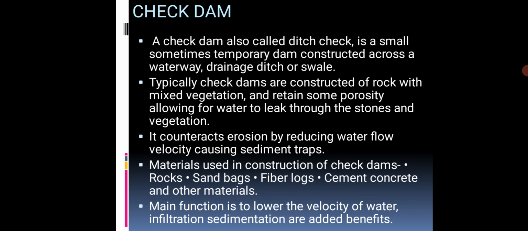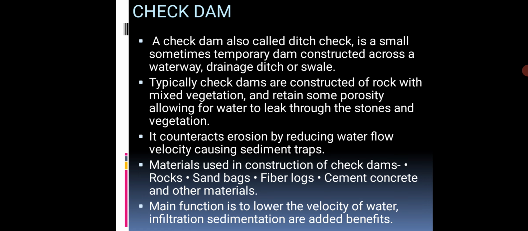Next one, check dams. A check dam, also called a ditch check, is a small, sometimes temporary dam constructed across waterways and drainage ditches. Swales are examples of check dams. Typically, check dams are constructed of rock with mixed vegetation and retain some porosity, allowing water to leak through the stones and vegetation. It counteracts erosion by reducing water flow velocity, causing sediment to be trapped.